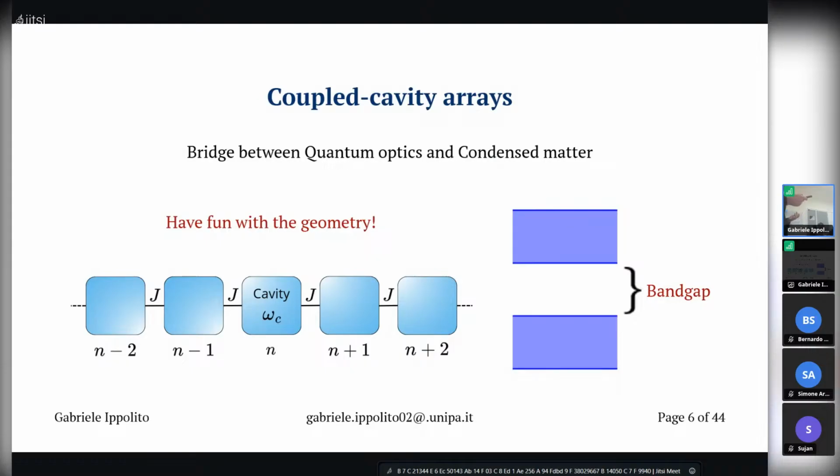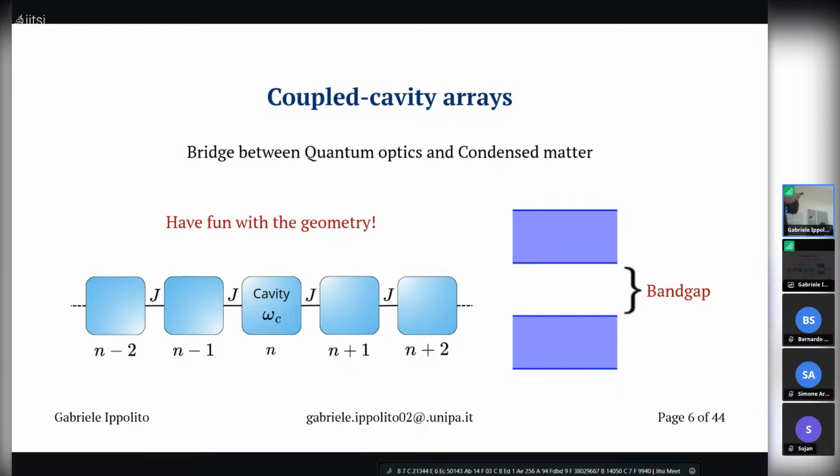For example, if we place the different cavities along a chain, we can recreate a one-dimensional simple lattice, but we can have fun with the geometry. We can reproduce, for example, a square lattice of cavities, or even a graphene lattice with cavities. And this is interesting because this tells us that nowadays we can engineer energy bands depending on the geometry of the coupled cavity arrays, as well as energy band gaps.